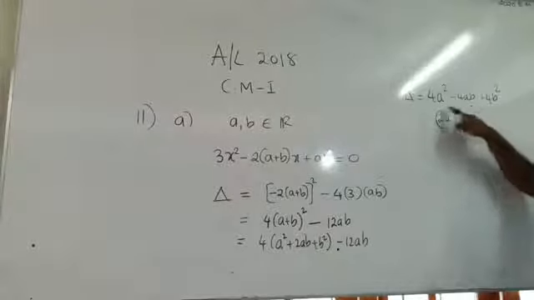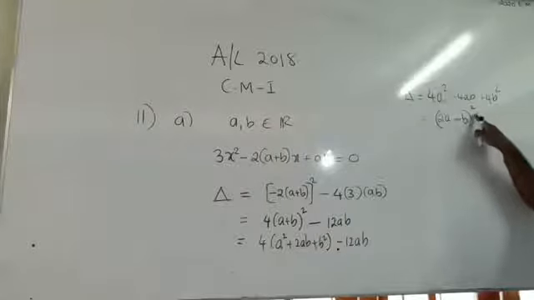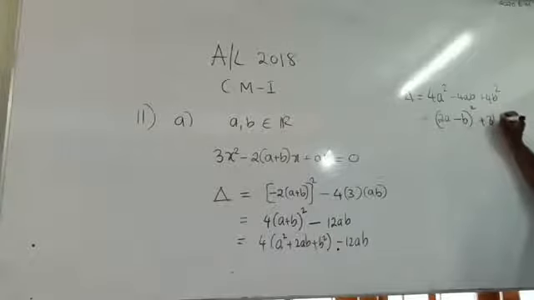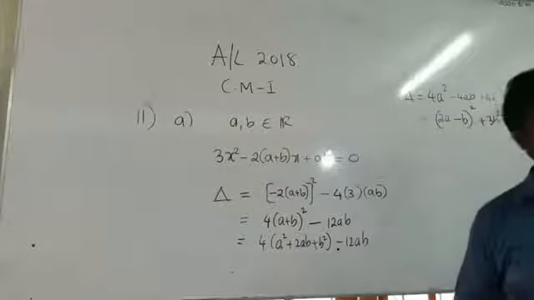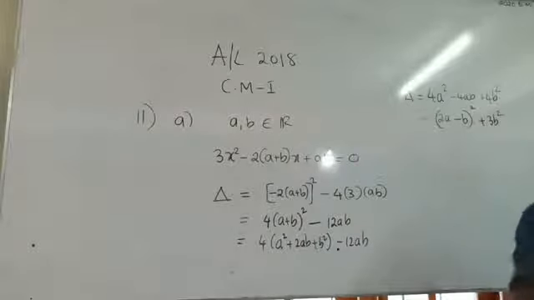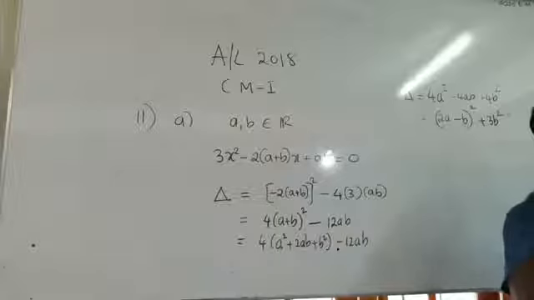(2a minus b) all squared means 4a squared there, 2 times this is 4ab there, an extra b squared will be here. Then you can write this plus 3b squared. Yes or no? Am I correct? Do you understand?